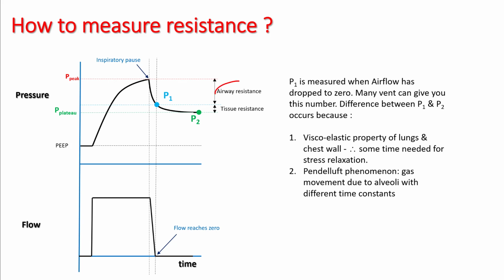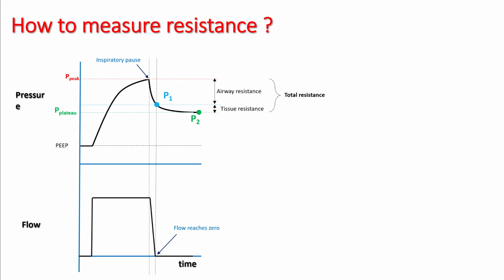because the drop from the peak to P1 shows airway resistance as the flow has stopped, while the drop from P1 to P2 is occurring because there is still some air movement being exchanged among the alveoli, because the alveoli can have different time constants. There's also the viscoelastic property of the lungs and chest wall, which needs some time for stress relaxation. The total resistance is the sum of these two resistances.